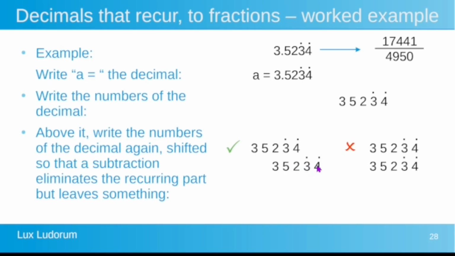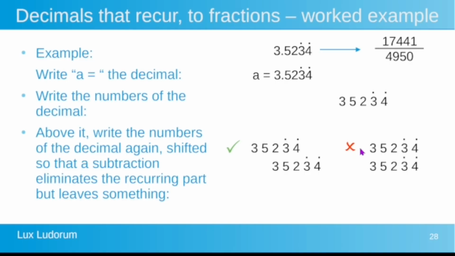35234, and I've got here, not shown, but because it's recurring, an additional 3 in that position and an additional 4 in that position. And when I subtract this 3 and this 4 from the top line, it's going to leave me nothing here, but it's going to leave me something over here from this part of the subtraction. This is the correct way.